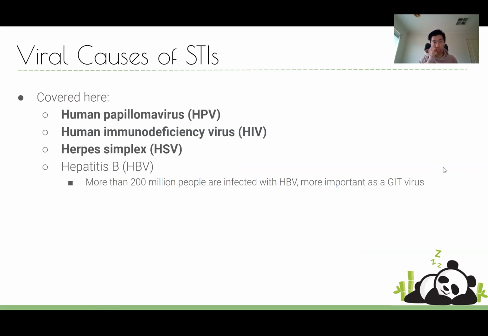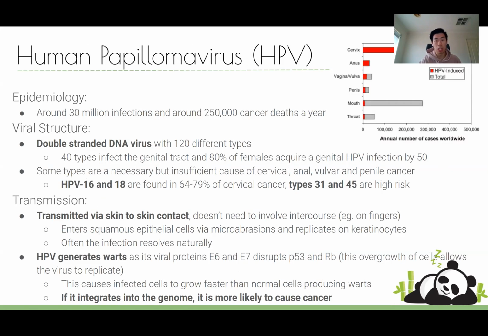So these are the viral causes of STIs. The three we'll talk about most are HPV, HIV, and HSV. Hepatitis B is a sexually transmitted infection, or it can be, but it's more important as a hepatitic virus more than anything else, so we won't really touch upon that here. So HPV is very common. It's a double-stranded DNA virus. The important thing here is to know that HPV 16 and 18 can cause cervical cancer, and types 31 and 45 are also at increased risk.